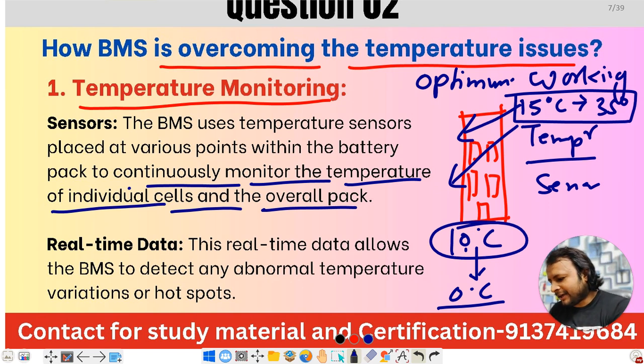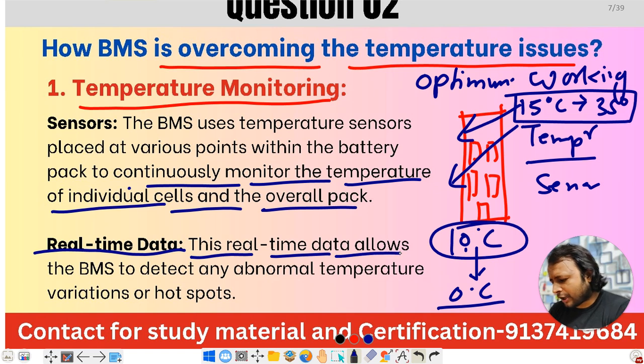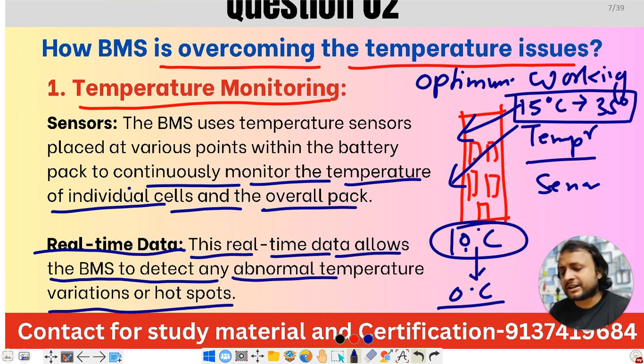And real-time data, because this is a sensor closed-loop feedback kind of system inside the BMS. So that's why the real-time data allows the BMS to detect any abnormal temperature variation or hotspot. So consider that the complete battery is a hotspot, kind of. So the BMS is getting the real-time data from the sensors and support systems.